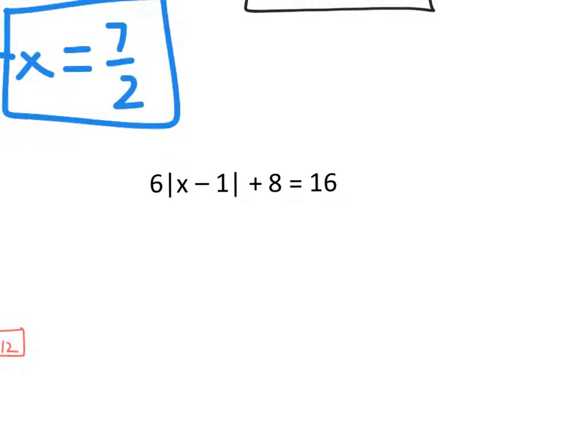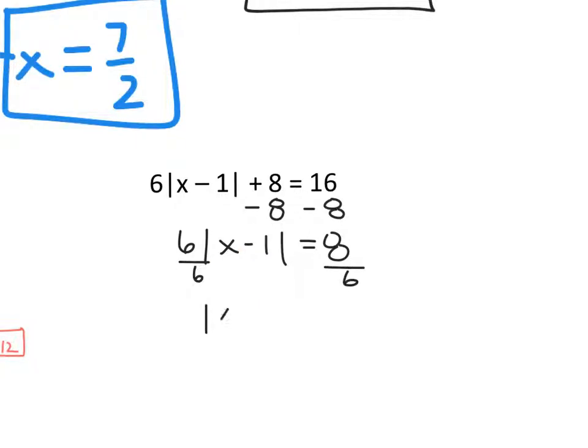Okay, this one, I want to get x minus 1 by itself. So I need to subtract 8 first. I need to do order of operations backwards. So I'm going to add and subtract first. So I have 6 times the absolute value of x minus 1 equals 8. So again, you want to isolate the x minus 1. So I'm going to divide both sides by 6. So the absolute value of x minus 1 equals 8/6, which reduces to 4/3. Or I can write this as a mixed number, 1 and 1/3.